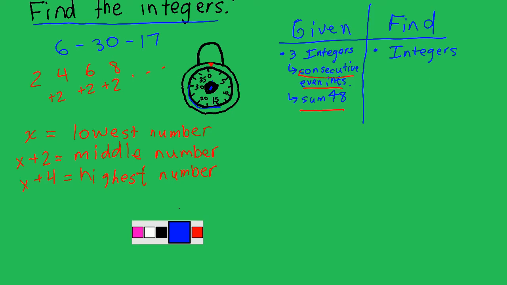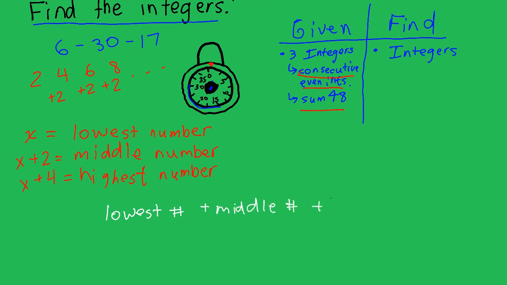So let's just do that in words, and it looks something like this. It'd be lowest number, plus middle number, plus highest number, equals 48. So what we said there was that the sum of the three numbers, the three integers, is 48.